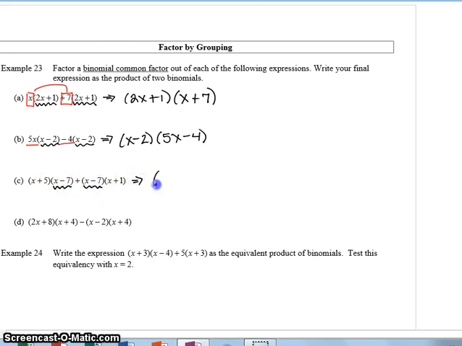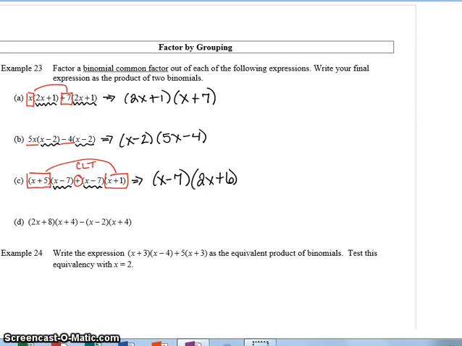So my match is x minus 7. That gets written once. Now, this has to be combined. Okay, so you're going to combine like terms with those. So you really have, and then again, pay attention to the sign, that's a plus there. So you have x plus 5 plus an x plus 1. You combine like terms there, and that's going to be a 2x plus 6 is my second binomial.